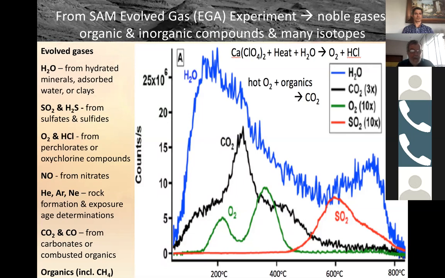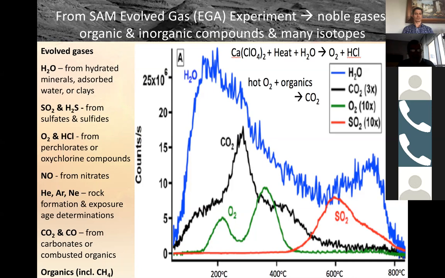But then what's interesting from the point of view of organics is this carbon dioxide peak, and we also see carbon monoxide as we heat it up. And that may be some of this oxygen that's being produced, in green, basically combusting, turning organics into carbon dioxide and carbon monoxide.